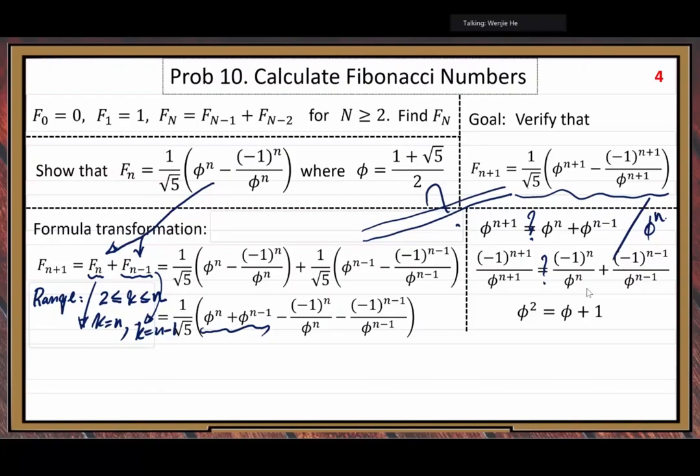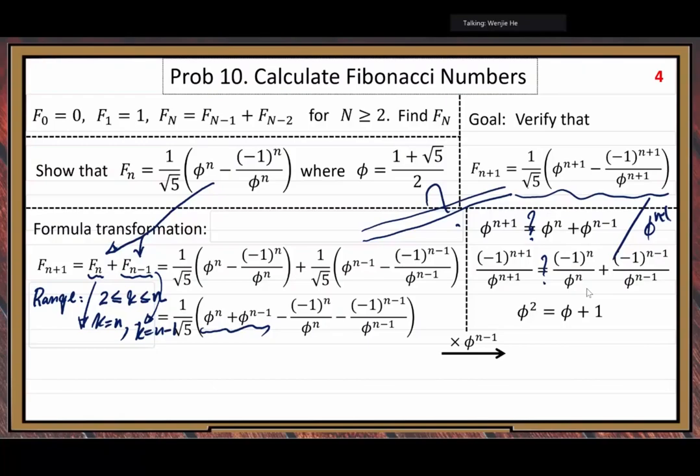Is it our second property of golden ratio? Yeah, that's correct. So now we know this is correct. So we can multiply by phi to the n minus 1. Sorry, not phi, phi to the n minus 1. Do division by phi to the n minus 1.